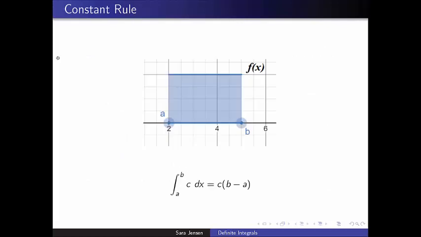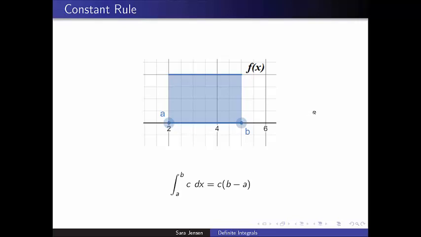In order to visualize this, let's take a look at what we are being asked to find when we're asked to evaluate the definite integral that you see right here. What we're being asked to find is the area between the curve f of x is equal to the constant function c, which we've drawn right here, and the positive x-axis on the interval from a to b.